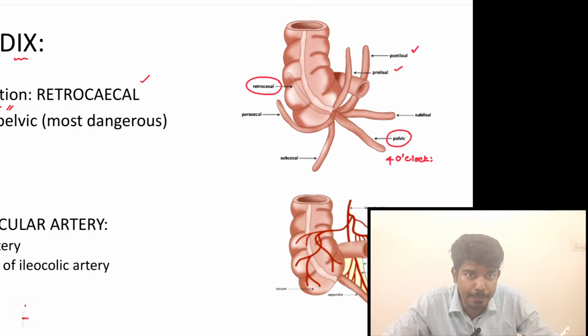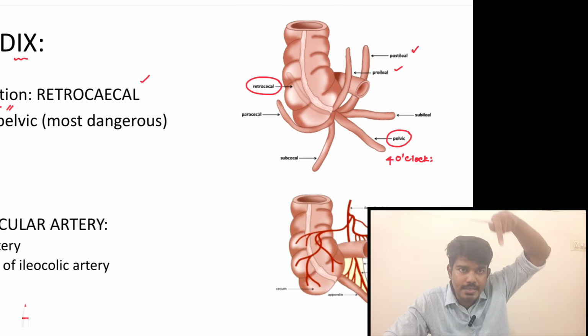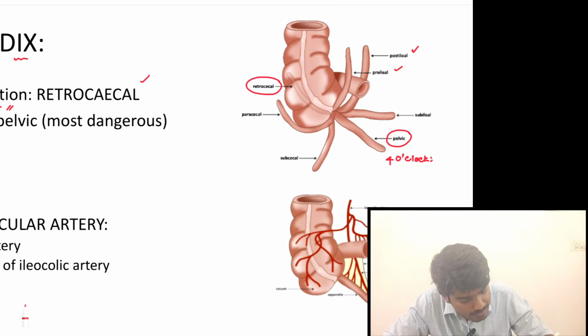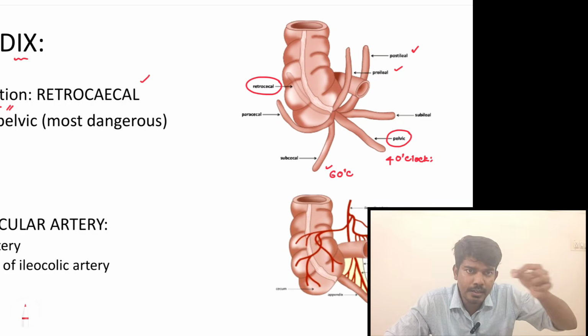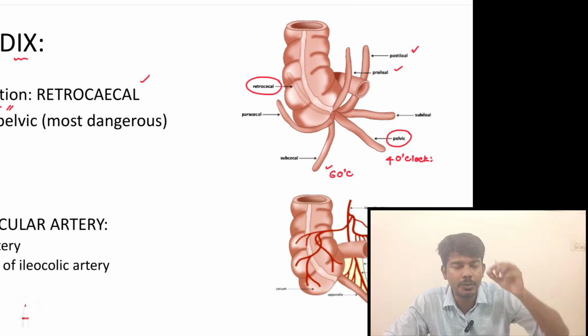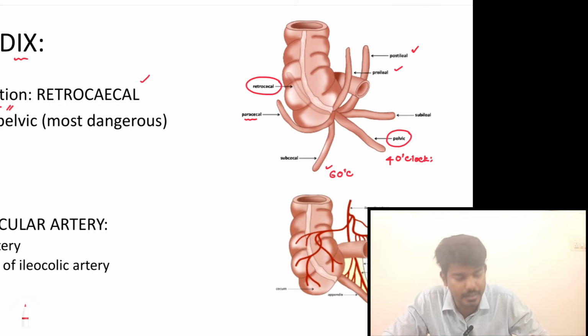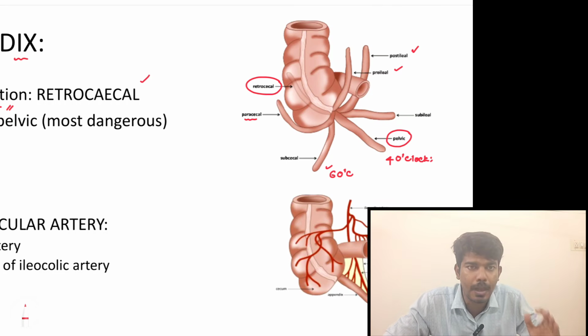Apart from that, it can be subcecal. If it is going at the 6 o'clock position from the cecum, going downwards, it is called subcecal. If it is near the cecum, curving near the cecum, it is called paracecal. These are the positions of the appendix.